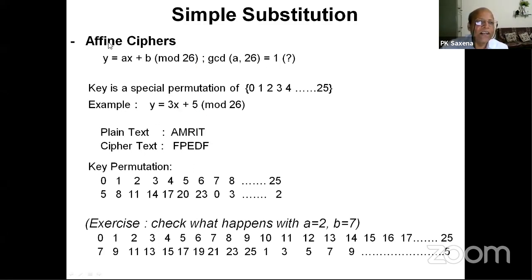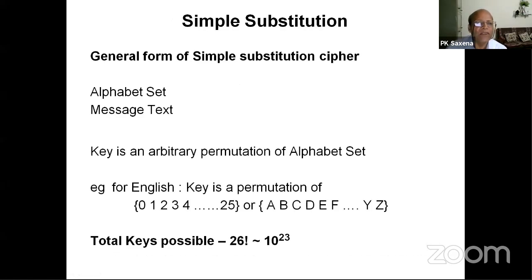So this is another example, a slightly modified form of the Caesar cipher. Here the permutation is this: 0 goes to 5, 1 goes to 8, 2 goes to 11, and so on. Then instead of this, we can have a general substitution where we have the alphabet set of 26 letters, and this will be transformed into some other random permutation, and we apply that random permutation to transform the message.